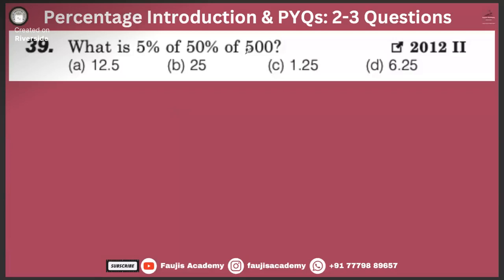50% of 500, that is 250, and 250. 10% of 250 is 25, and half of it, 12.5. Option A, sir. Option A. Okay. So 5% of 50% of 500.